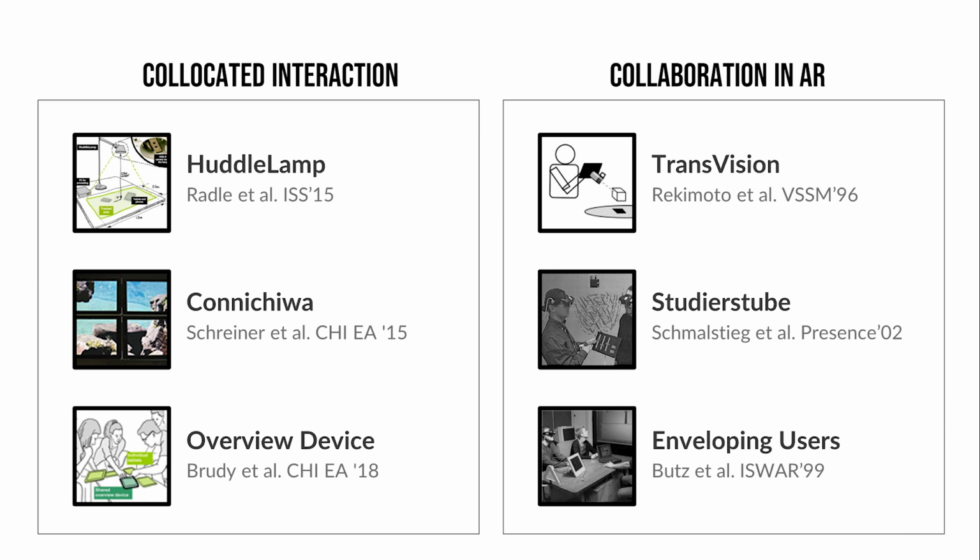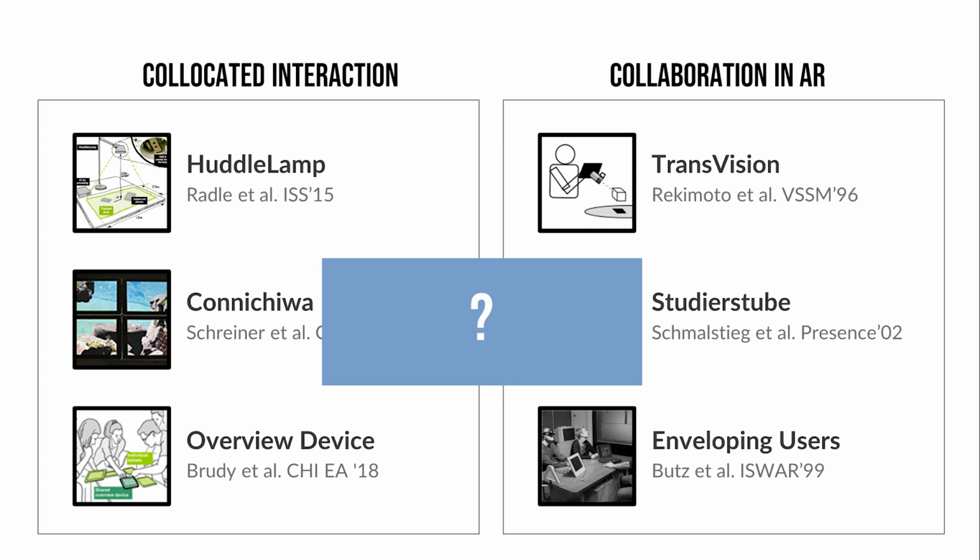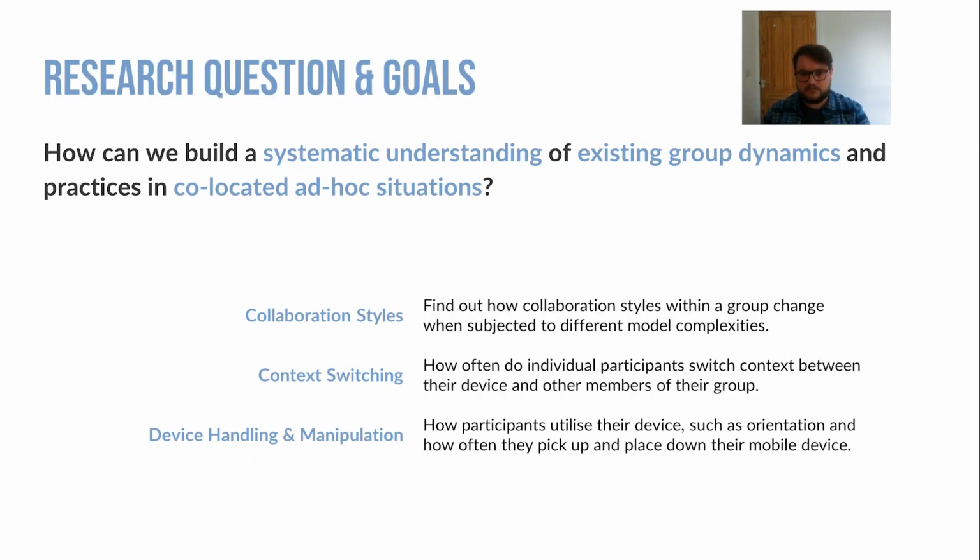Current related work that exists is separated into two categories. There are many examples of co-located interaction without the use of AR, and there is also work around collaboration in AR in general. However, there is a space between the two which is underexplored: the natural collaboration of co-located users utilizing mobile AR. So the question we asked ourselves was, how can we build a systematic understanding of existing group dynamics and practices in co-located ad hoc situations?